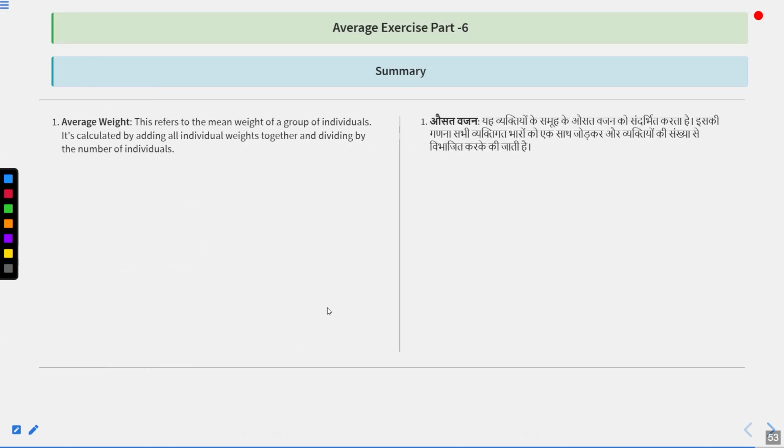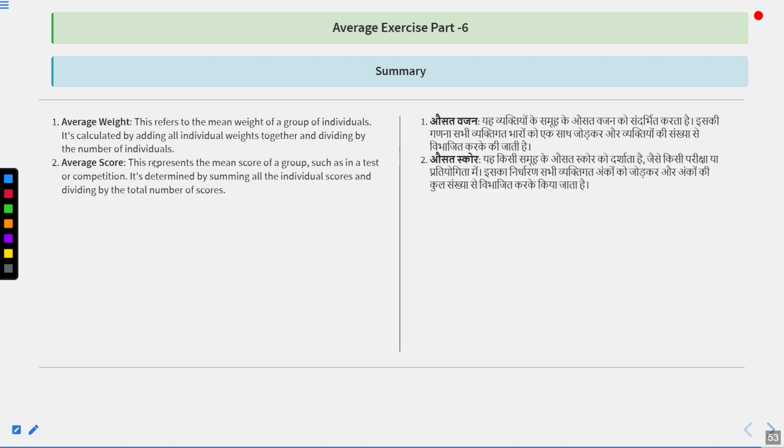Now we are summarizing today's lecture. First is average weight. This refers to the mean weight of a group of individuals. It's calculated by adding all individual weights together and dividing by the number of individuals. What is average score? This represents the mean score of a group, such as in a test or competition. It's determined by summing all the individual scores and dividing by the total number of scores.